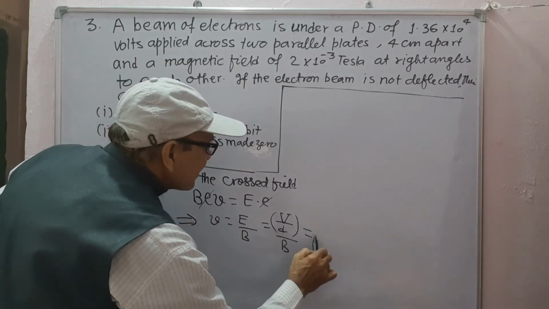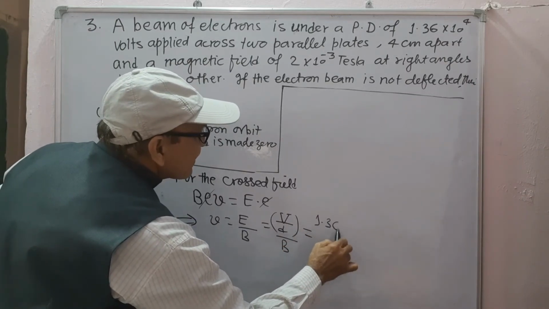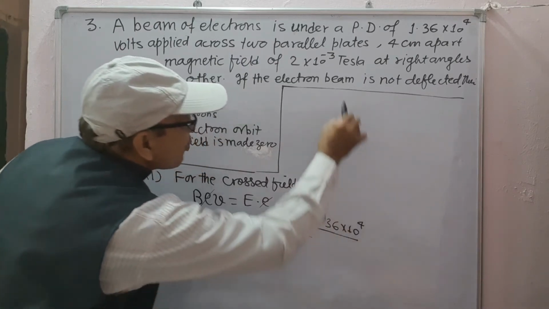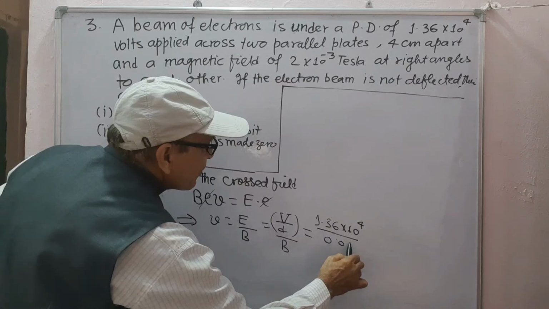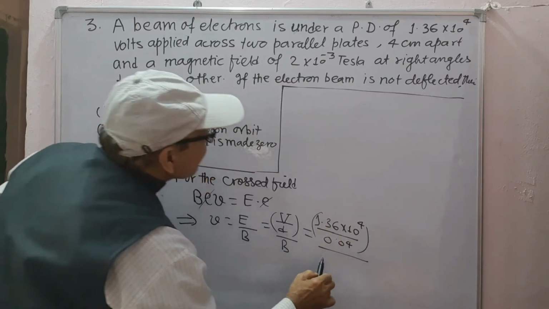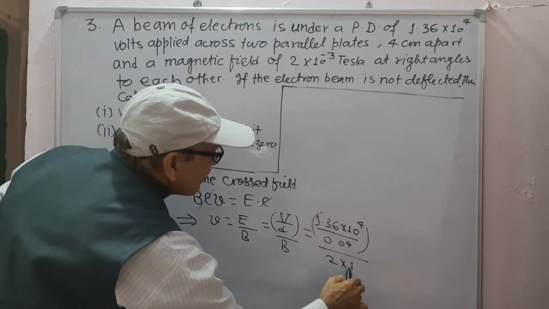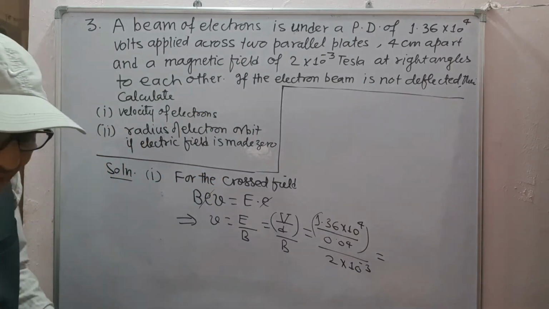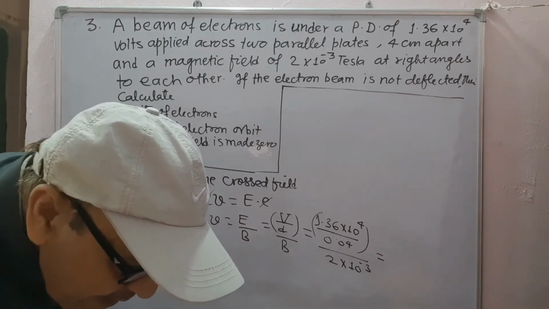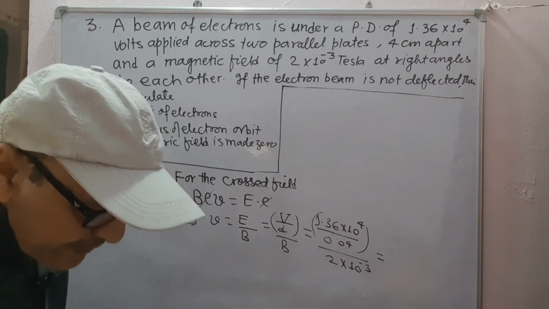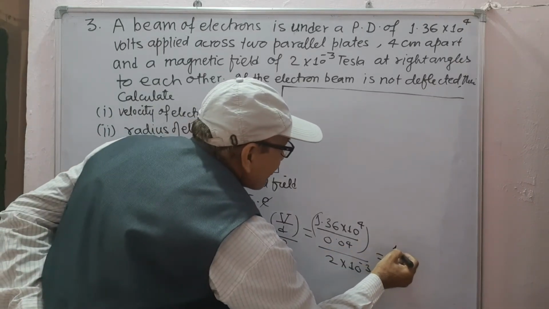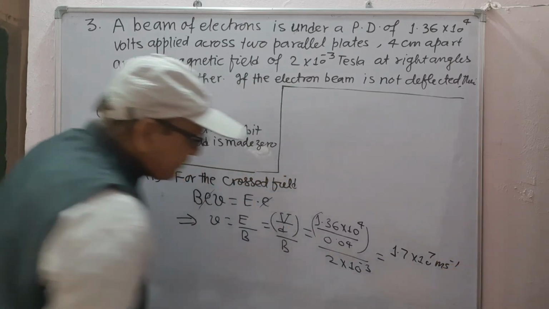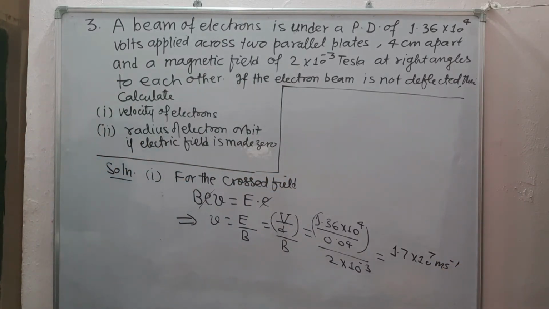Here V is given to be 1.36 into 10 to power 4 and d is 4 cm. 4 cm means 0.04 meter, upon B is 2 into 10 to power minus 3 Tesla. On simplification, we get the velocity of electron as 1.7 into 10 to power 7 meter per second. Now, second part.